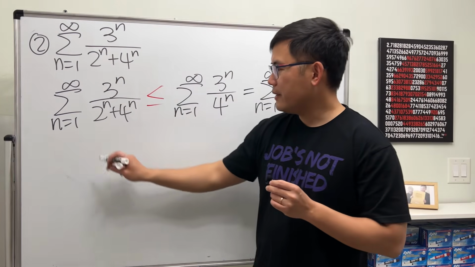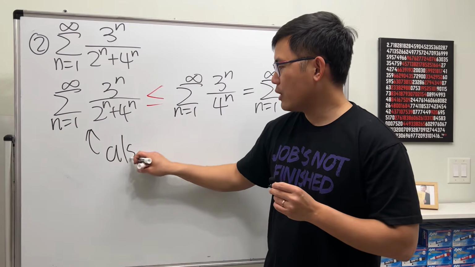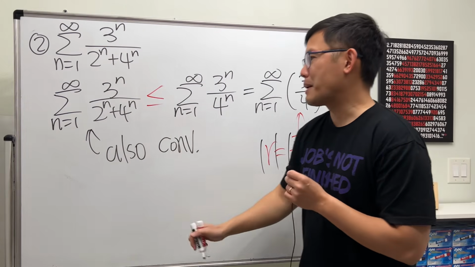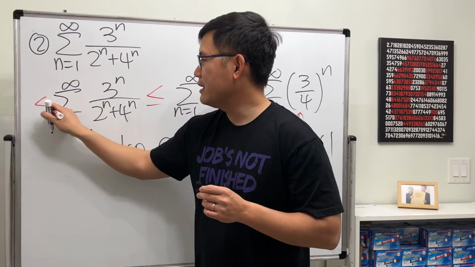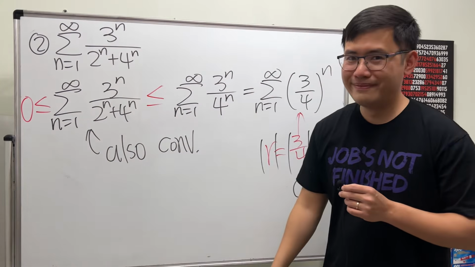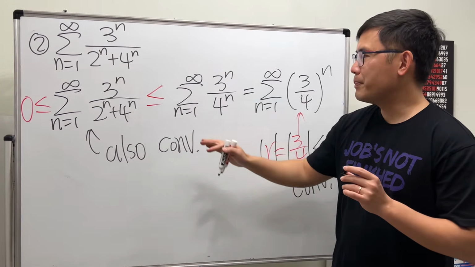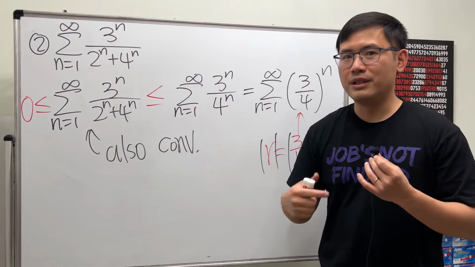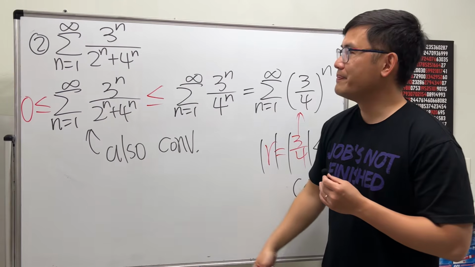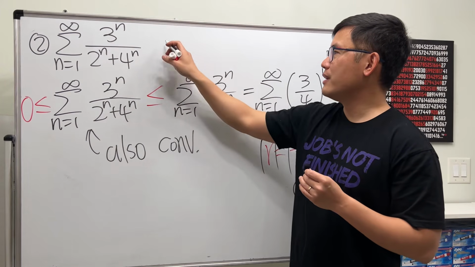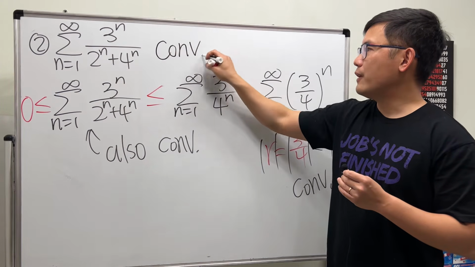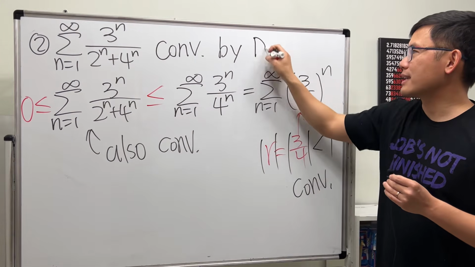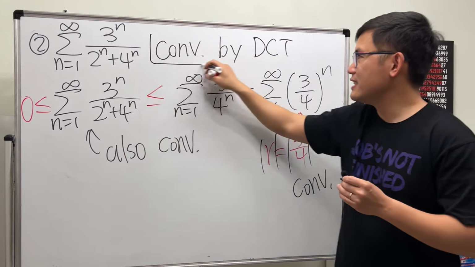So we can come here and say this right here also converges. And perhaps let's also mention that this right here is non-negative. Again, do not pick 3 to the n over 2 to the n, otherwise you'll run into a similar issue that we mentioned earlier. So for number 2, this right here converges by inequality here, so it's the direct comparison test.